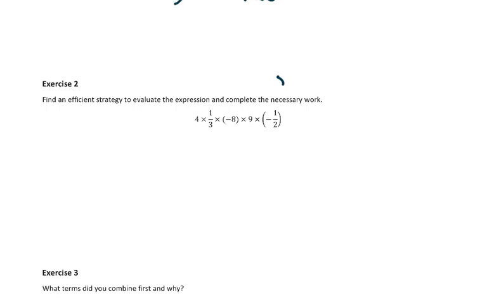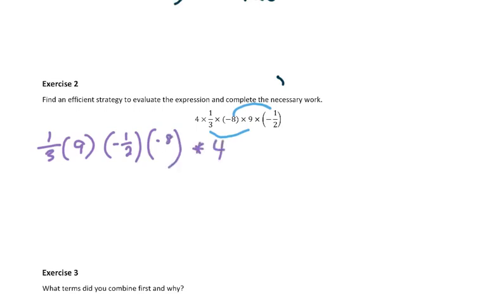Same thing here. We're going to look at negatives and positives. We also have -8 and a 1/2. Those go nicely together because 8 is an even number. And this 1/3 and 9 would go easily together because 9 is divisible by 3. So if we can rearrange that and have 1/3 times 9, and then we can multiply -1/2 by -8, and then we can multiply that all by 4.